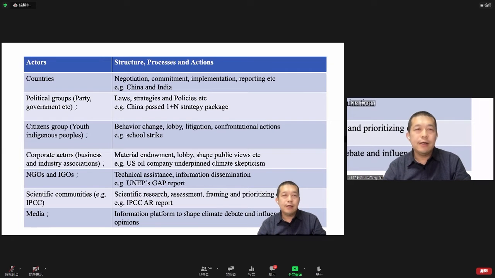The media is generally an information platform that shapes the climate debate and influences opinions. You read a lot of information from the media, including traditional media such as newspapers or social media on the web. And those media reports have huge influence on public opinions on climate change, and therefore have influence on the governance.